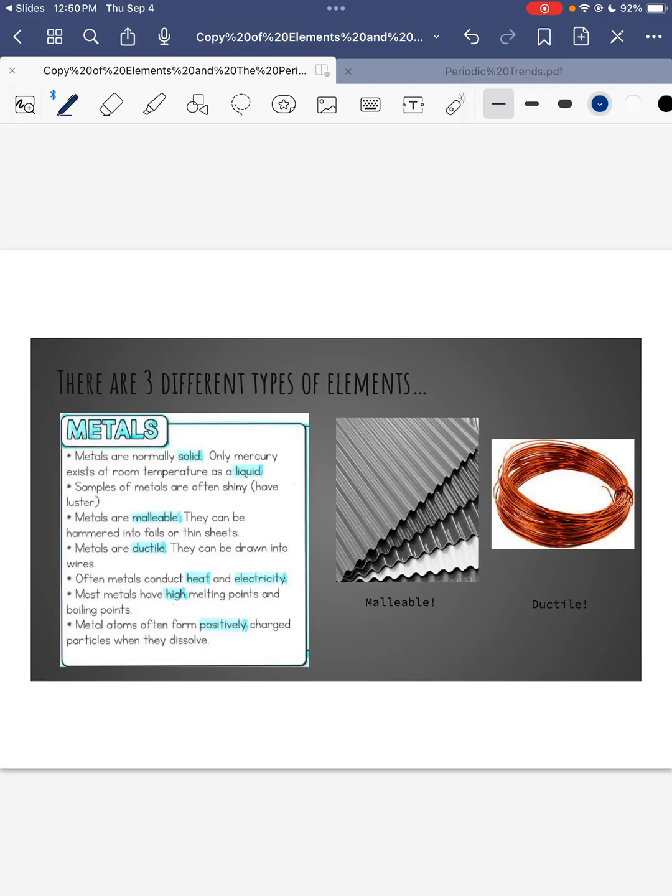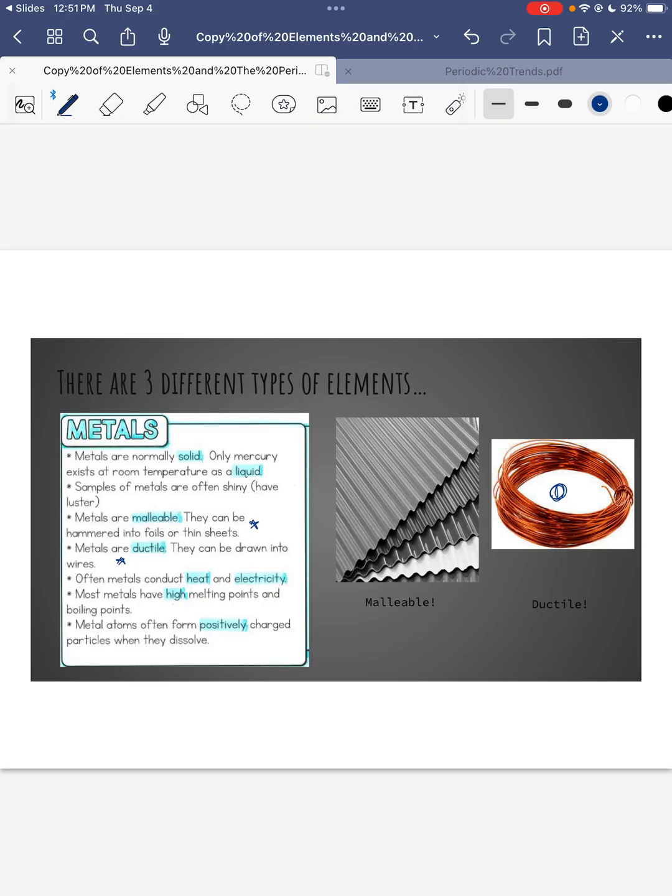We have metals, which have characteristics that we associate with metals. They're normally solid. Only mercury is a liquid at room temperature. They're typically shiny. They're malleable and ductile. Malleable is a word that means it can be hammered into sheets or foils. So if we think of tin foil or aluminum foil, and ductile means it can be drawn into wires. So think of copper wire over here. Most metals can do that.